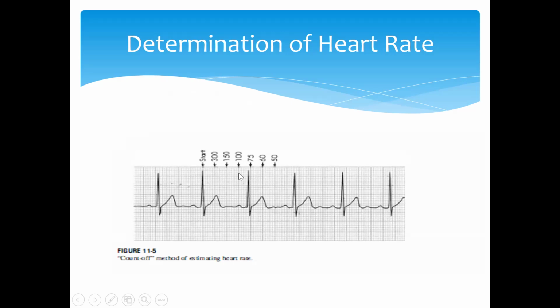If we take this image as an example, if we start with the R wave which lands on this box, right? According to the sequence, this is 1, 2, 3, and 4. This is on the fourth box, so that is almost equal to 75 beats per minute. If the next R wave was here, then the heart rate was 60, and so on.